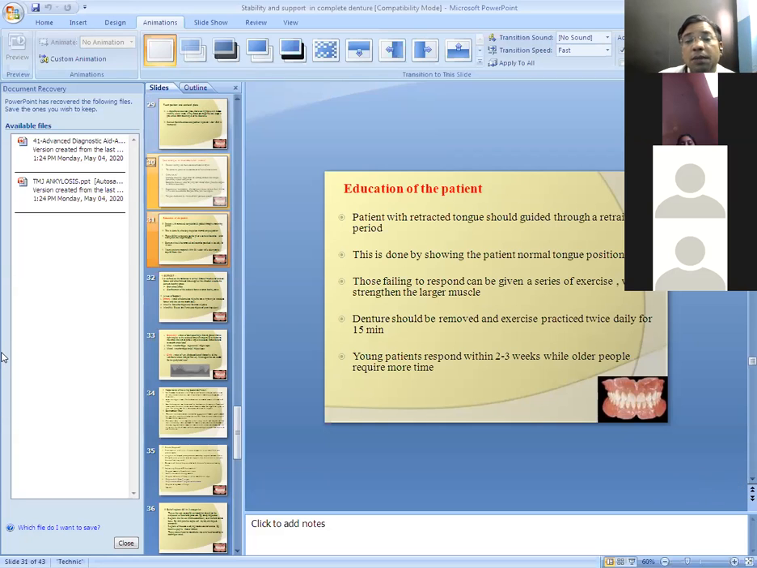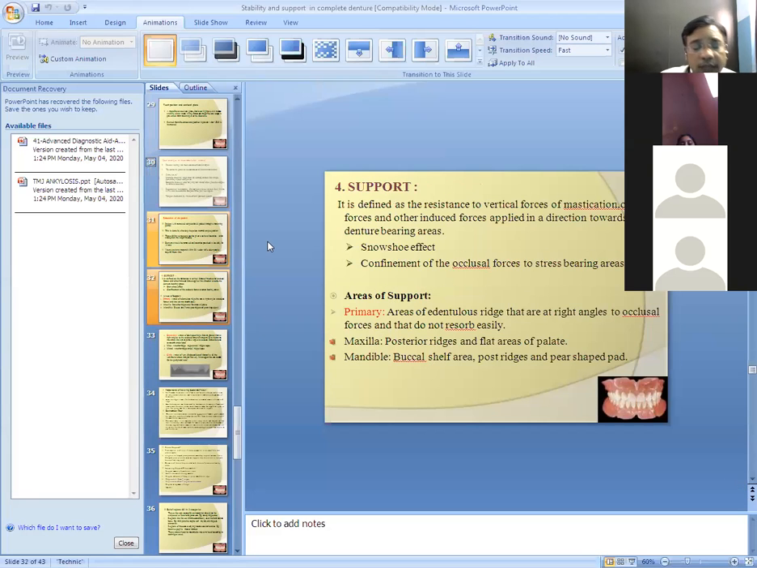Then, education to the patient. What do you have to educate the patient? The patient is always asked to retract the tongue during the retaining period, which means you have to ask the patient to take a sip of water from above. So the habit of retracting the tongue to a favorable position will affect the stability. Patient education and training are most important to achieve denture stability.